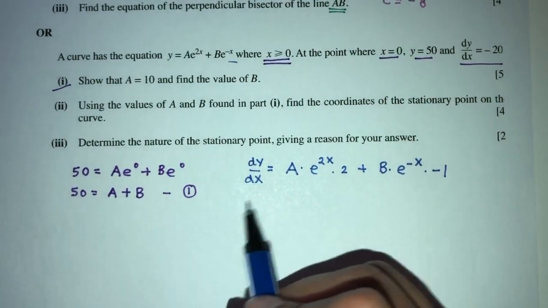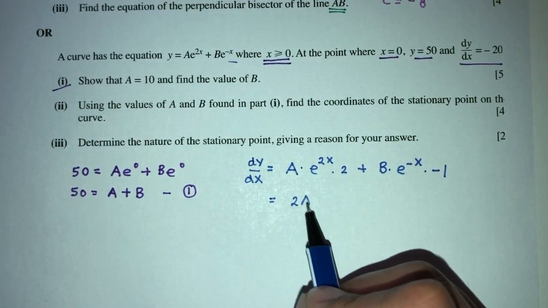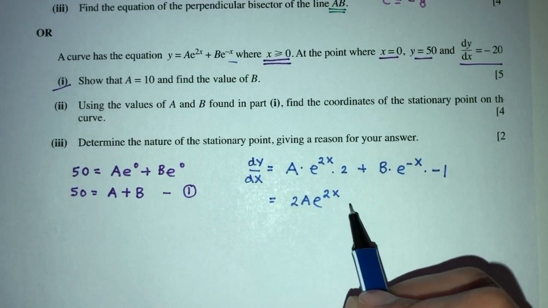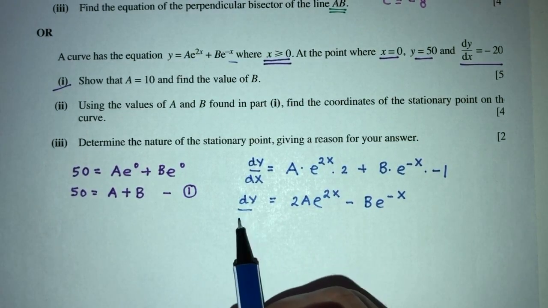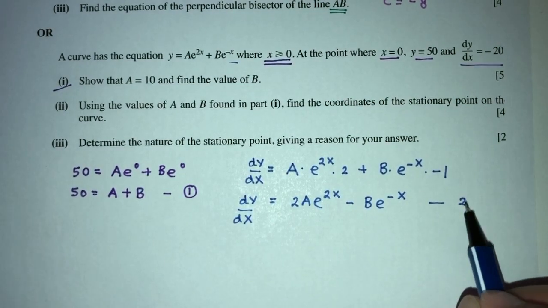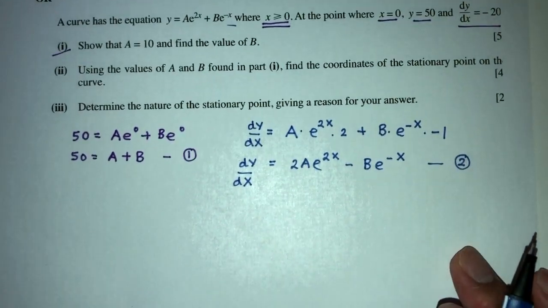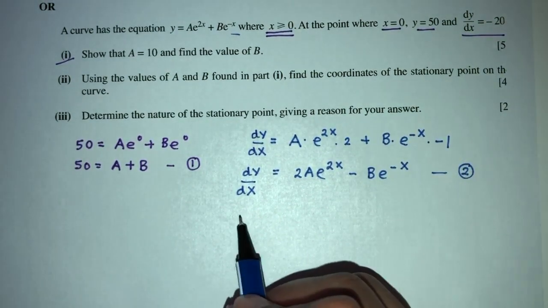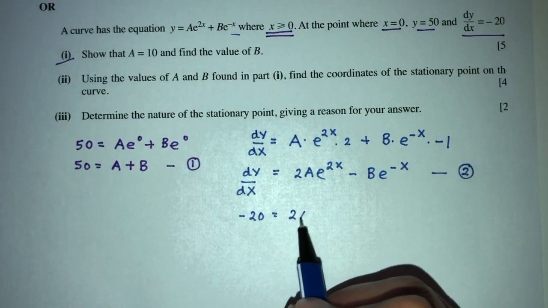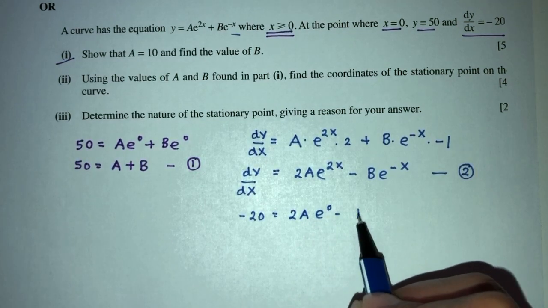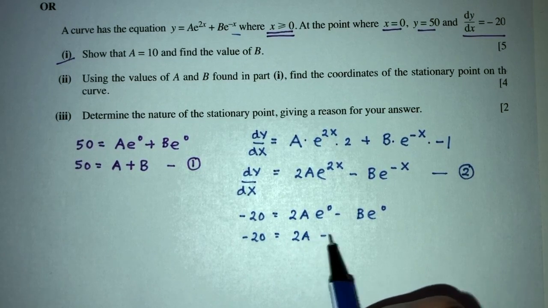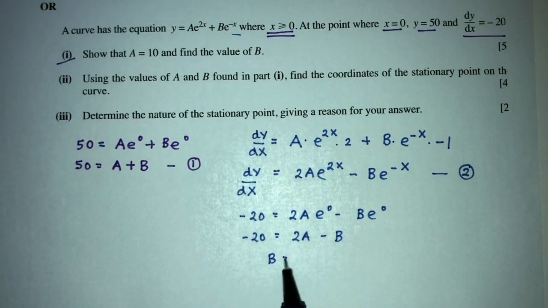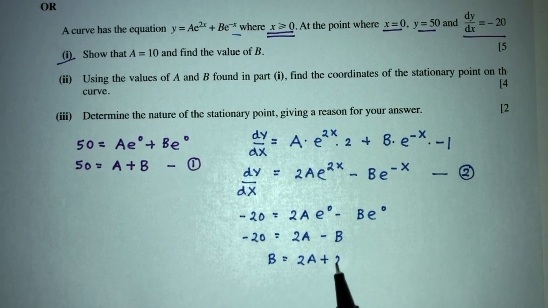That will give you 2a e^(2x) minus b e^(-x). That is your equation number 2. Let me try to simplify this. So we know that dy by dx is minus 20 when the value of x is equal to 0. Now we have minus 20 equals 2a minus b. So b is equal to 2a plus 20. That is my equation number 2.